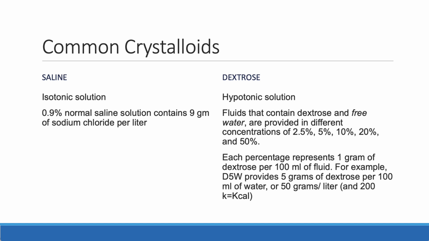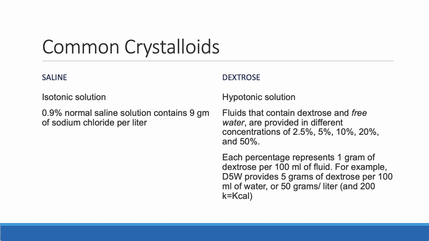All right. Dextrose, which we see in D5 quarter, 2.5% dextrose in water, D5W, which is 5% dextrose in water, D10, D20, and D50. These are all different percentages of glucose that are dissolved in solution. Now, just like we talked about with the sodium, each percentage that you see there represents 1 gram of dextrose per 100 milliliters of fluid.